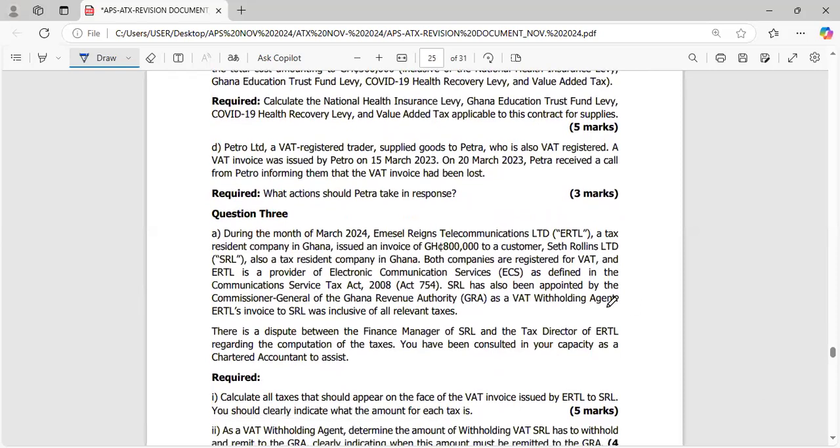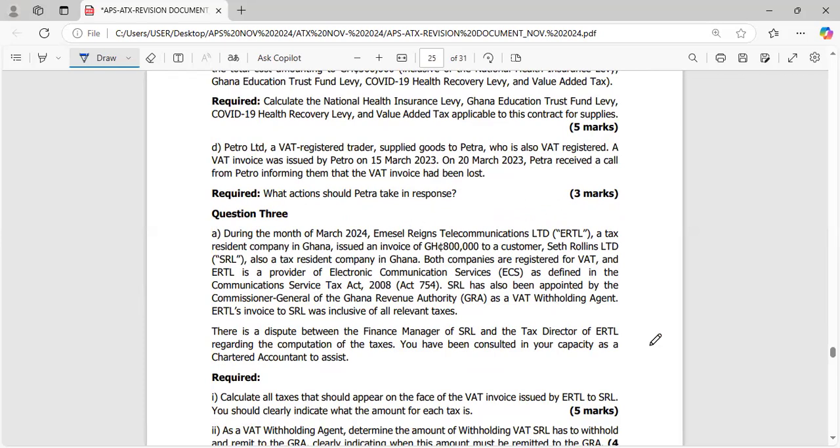Petrol Limited, a VAT registered trader, supplied goods to Petra, who is also VAT registered. A VAT invoice was issued by Petrol on 15th March 2023. On 20th March 2023, Petra received a call from Petrol informing them that the VAT invoice had been lost. What actions should Petra take in this response?